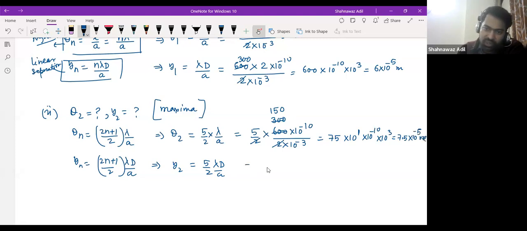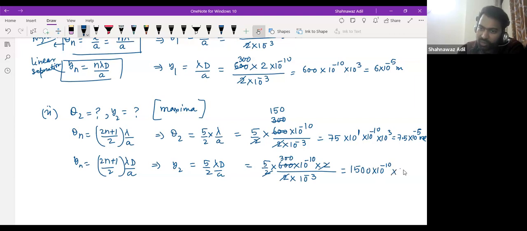Similarly, this would be how much? This is 5 by 2, 600 angstrom, d is in meters, and 2 millimeters. So this will cancel out. So this is how much? 1500 into 10 to the power minus 10, 10 to the power 3. So this is 1.5 into 10 to the power minus 4 meters.